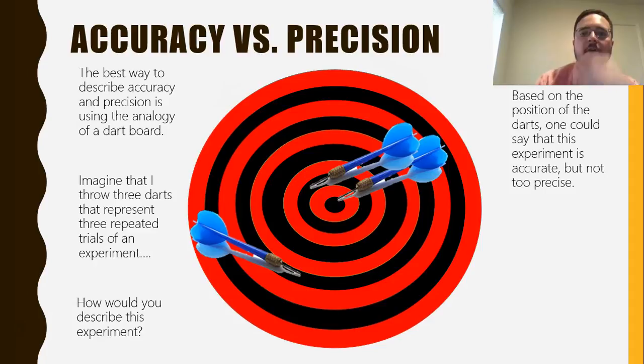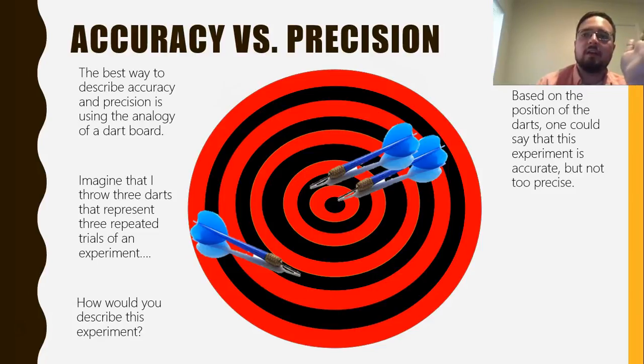And why is that? Well, we know that one of the darts hits the bullseye, and the other one's not that far away from it. So we know it's pretty accurate. But in regards to precision, there's one that's way off. This is what you can hear sometimes in mathematics called an outlier. So that actually skews the precision away from the experiment.